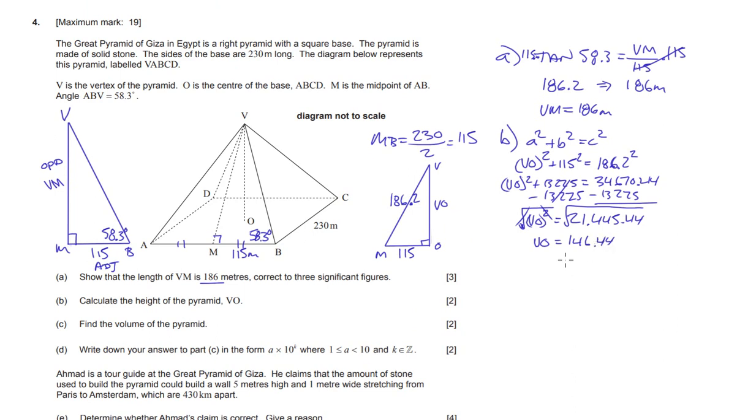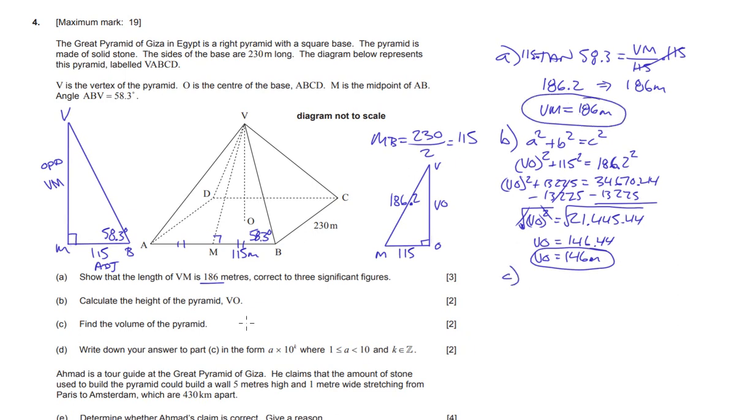So again, we do three significant figures. So VO is going to equal 146 meters. Okay, there's our first answer. That's the answer for B.